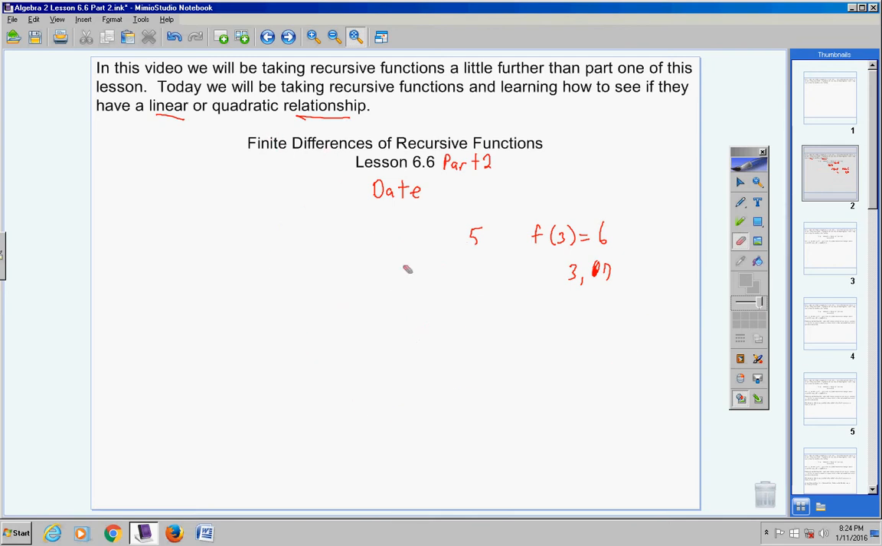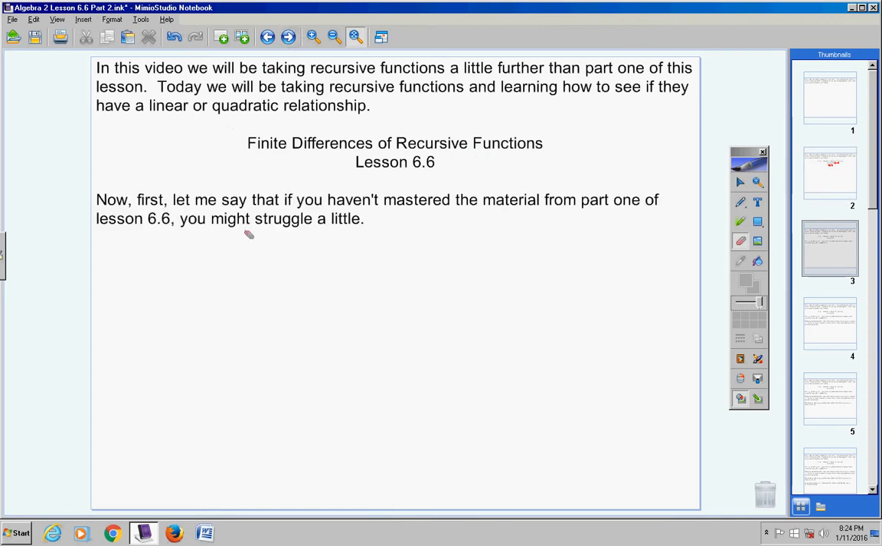So we're going to take some recursive functions, and we're going to decide whether or not they have a linear or quadratic relationship. Now, first, let me say this. If you haven't mastered the material from part 1 of lesson 6.6, you might struggle a little bit, okay? By now, based on the last video we watched, you should be able to find the values of a recursive function. We did that in homework yesterday, or the last time we had homework, okay?